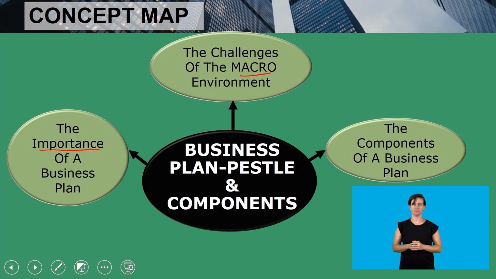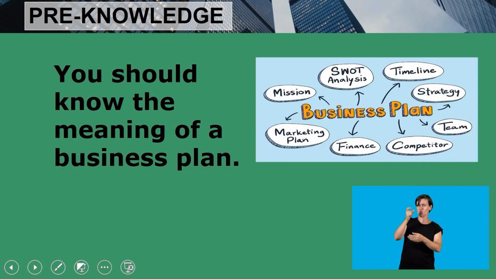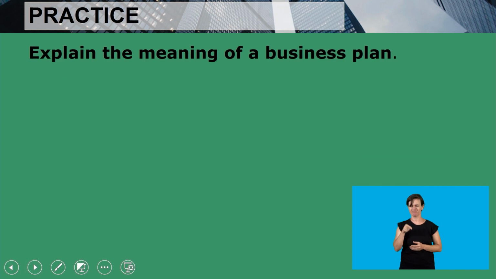All right, but obviously, before you understand the importance of a business plan, one needs to be able to explain a business plan, and you should know what a business plan is all about. Hence, this is our pre-knowledge. You are expected to know the meaning of a business plan. So what is it? How would you explain a business plan before you are able to tell the importance of it? How would you define it?